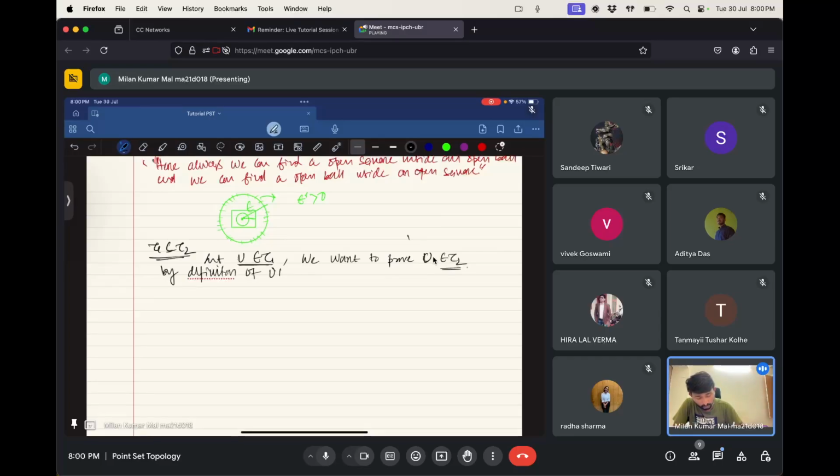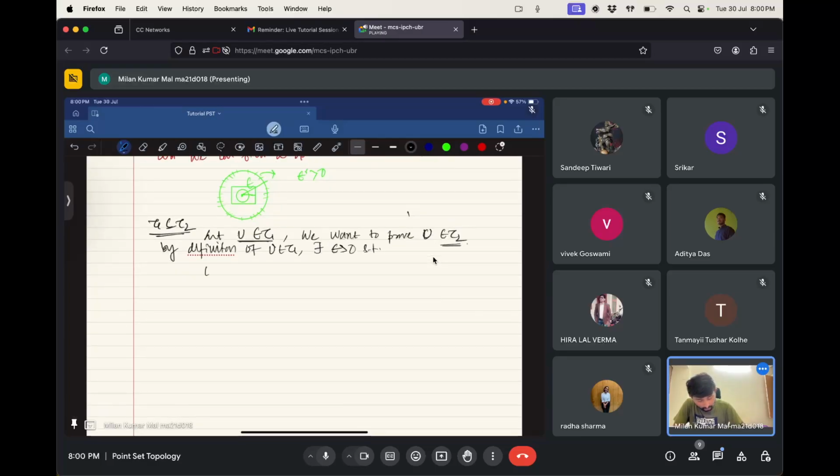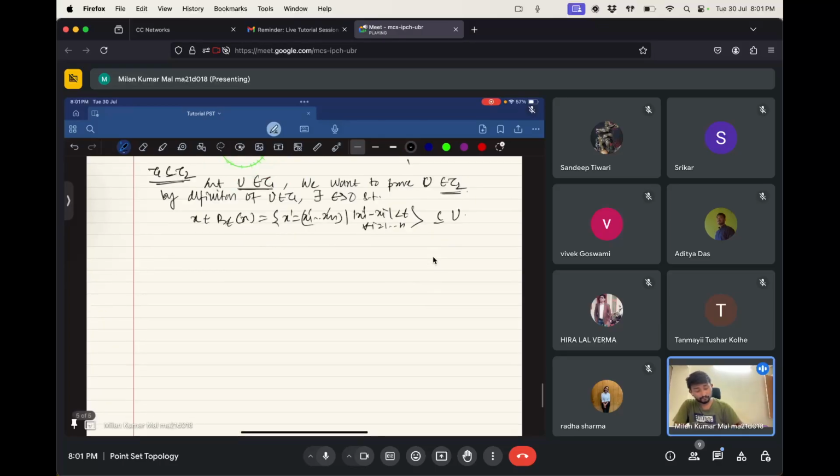By definition of U belonging to tau 1, there exists an epsilon greater than 0 such that x belongs to B epsilon of x, which equals the set of all x dash, with coordinates x1 dash up to xn dash, such that mod of xi dash minus xi is less than epsilon for all i equals 1 to n. Then that is a subset of U. Now I want to find an epsilon dash, epsilon 1.